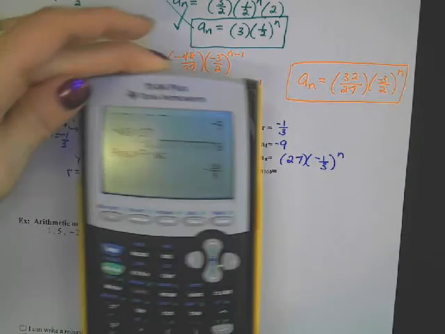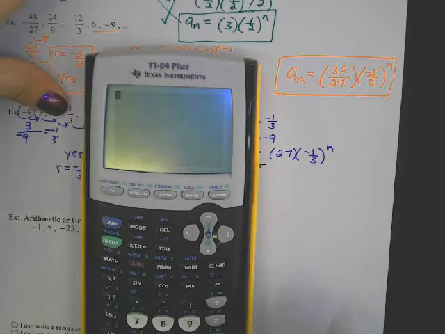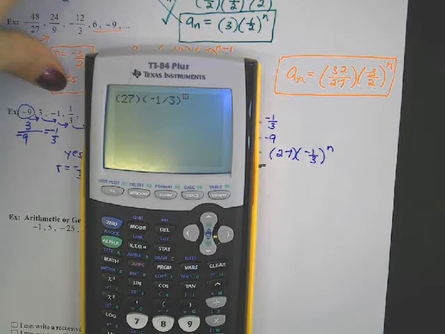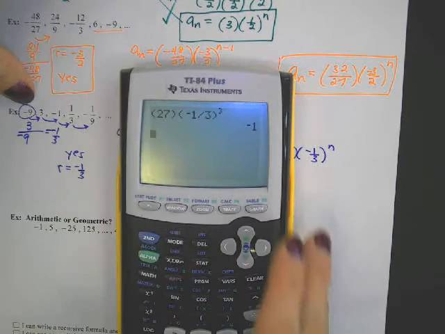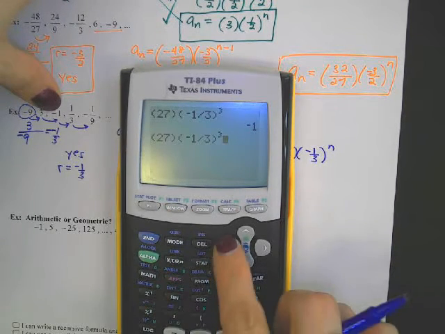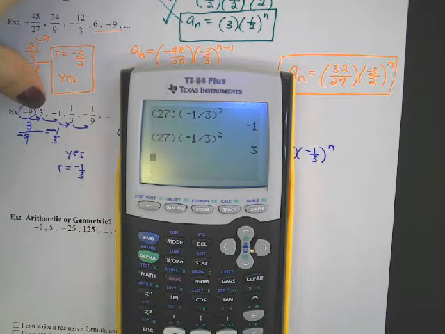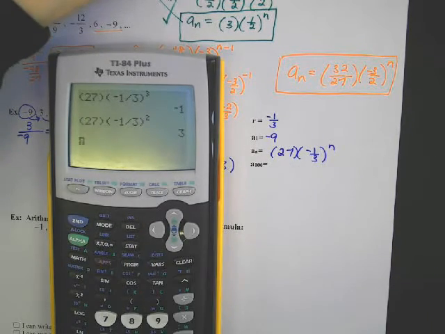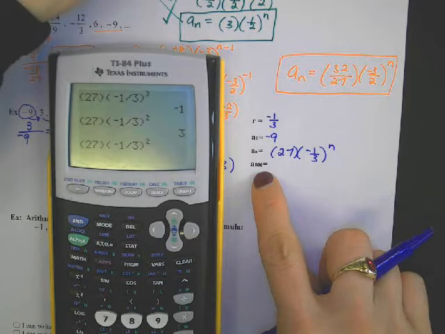Let's see if that formula is right before we do any work, though. Let's take 27, then we'll times by negative 1/3, negative 1/3 to the power of 3. 1, 2, 3. Oh, it made the third term. Perfect. Let's do the same thing and see if it works for 2. Perfect. Okay, so now that I know I have the right formula, I'm going to find the 100th term.